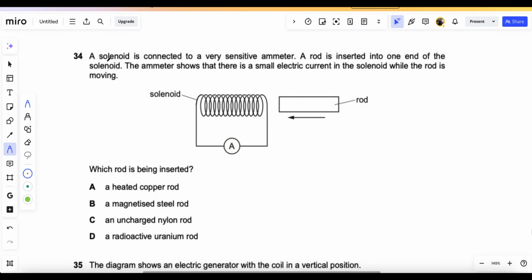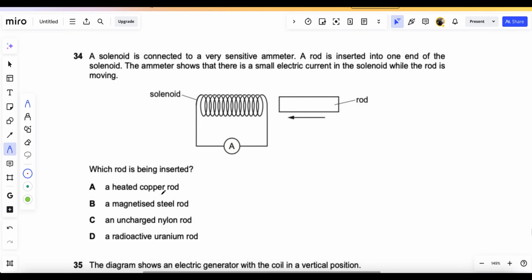Let's go through it again. A solenoid is connected to a very sensitive ammeter. This is a solenoid, connected to a sensitive ammeter, could be a galvanometer, a very sensitive ammeter. A rod is inserted into one end of the solenoid. So you put a rod through this space into the solenoid. No magnetic field will be produced or current generated. The ammeter shows that there is a small electric current in the solenoid while the rod is moving. Now which rod is being inserted? Now let's see.